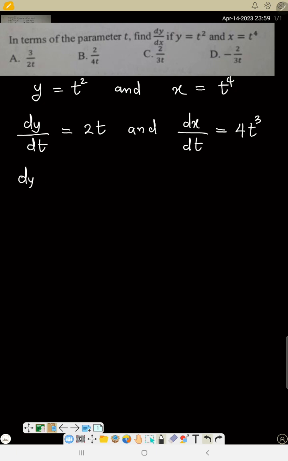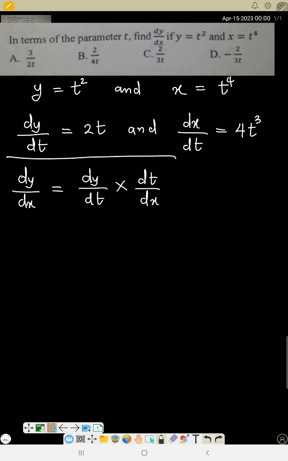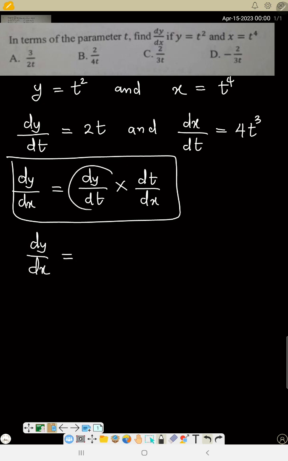So now dy over ds is equal to dy over dt times dt over ds. If the dt cancel, it will remain dy over ds. So this is the formula we are going to use to relate our result. So now dy over ds equals dy dt. What is dy dt? That is 2t times dt ds. But this is ds dt.